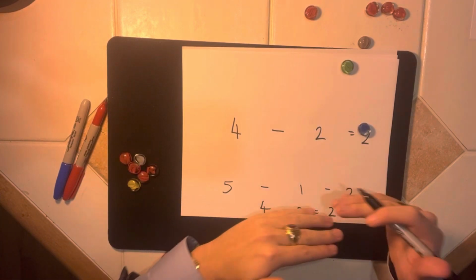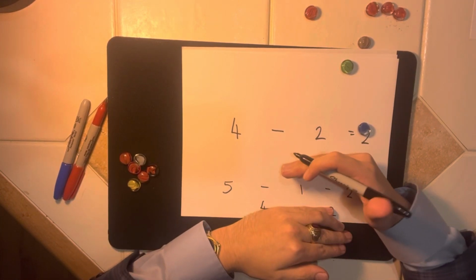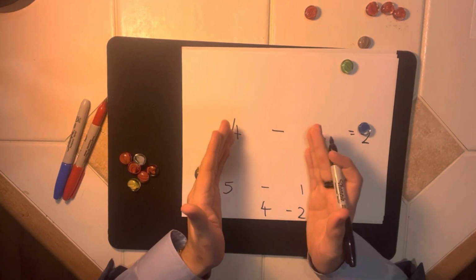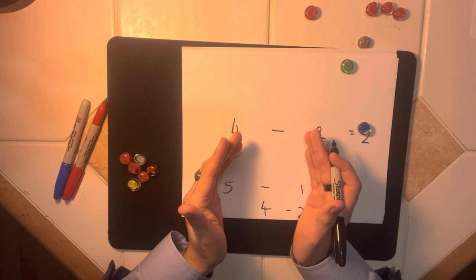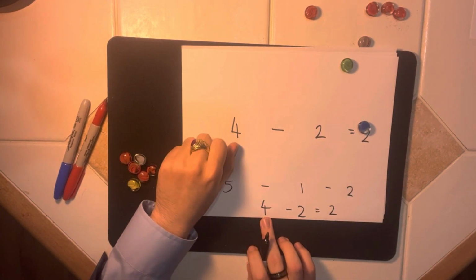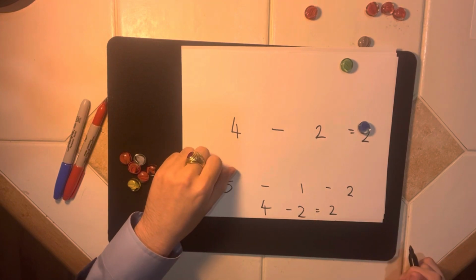So when we have these multi-step equations, just like we did with addition, we take them in steps. 5 minus 1, that's going to give us 4. We have that 2 left. We take 4 minus 2, that equals 2.